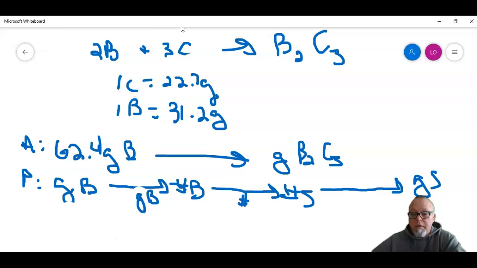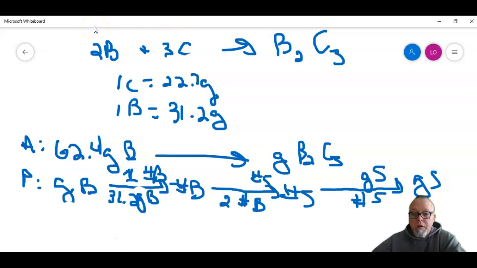Number of bread will go in the denominator here, and number of sandwiches will go in the denominator here. And then what's before it will go here, so grams of sandwiches will go here, number of sandwiches will go here, and then number of bread will go here. So for every slice of bread, we have 31.2 grams. And for our ratio between bread and sandwiches, bread is 2, and sandwiches is 1.